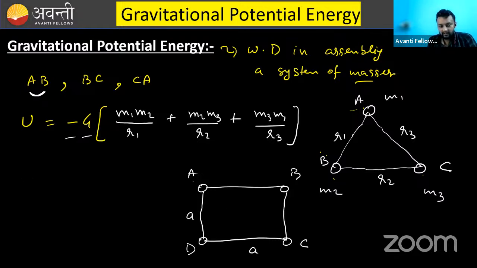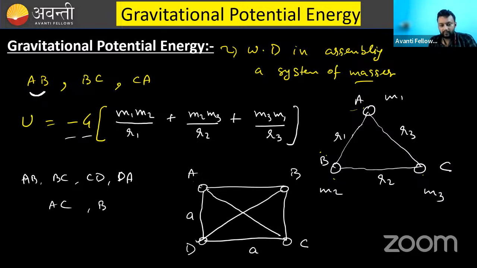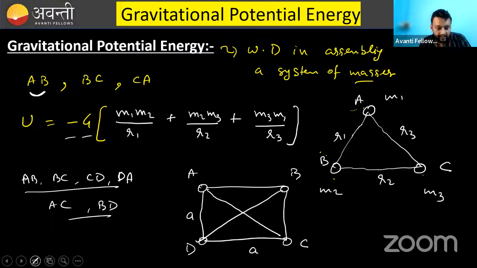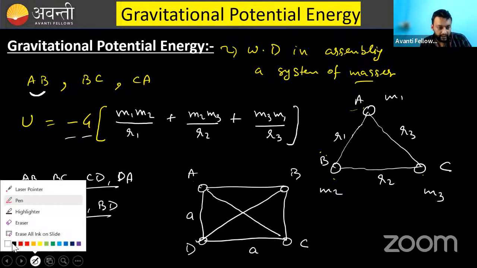AB, BC, CD, BA, and two are the diagonals. That is AC, and another diagonal is BD. So six pairs are there. Product of charges divided by separation. That's all. Clear.